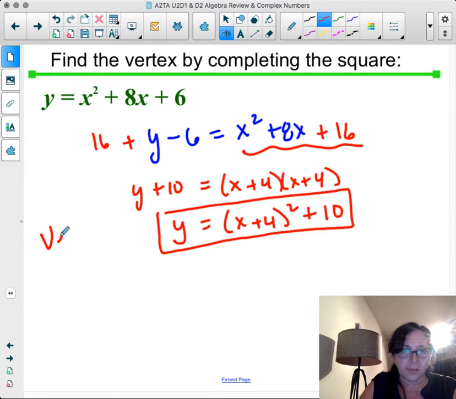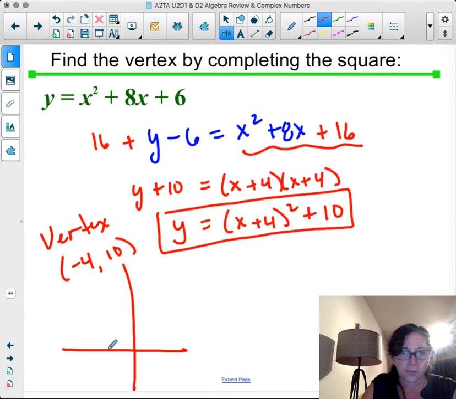So my vertex is going to be -4, 10. And if we were to graph this, -4, 10. Let's use a different color. -4, 10 being here. Okay, my y-intercept is 6.